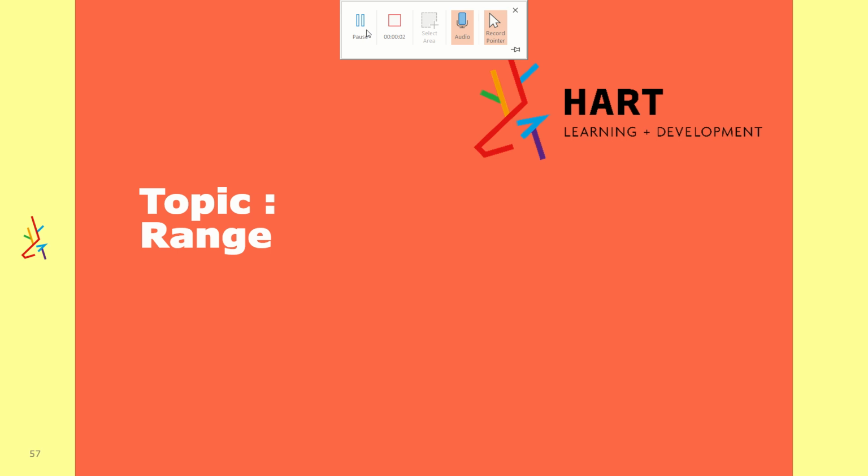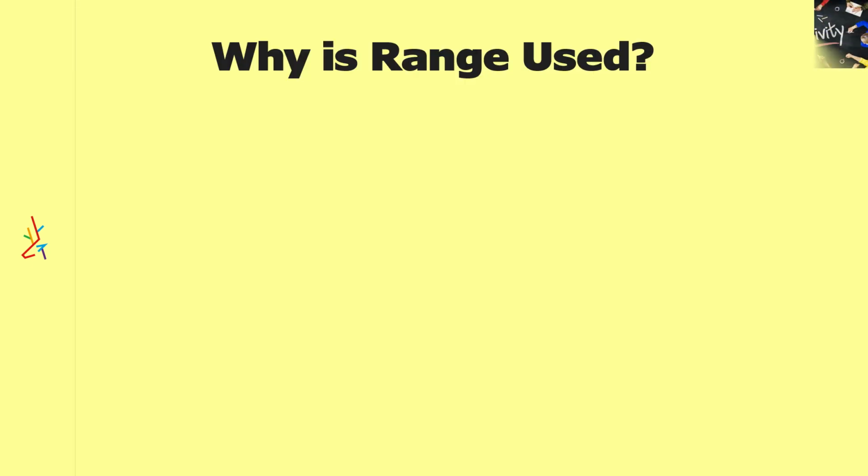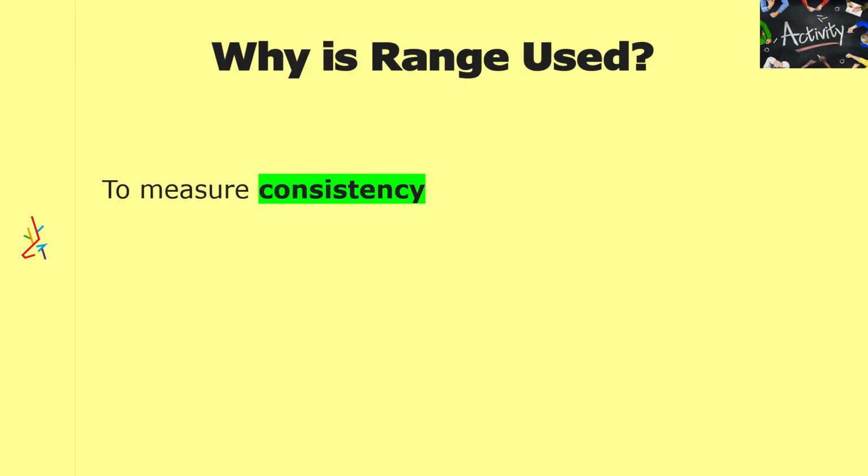In this video, we're going to look at range. So why is range used? It's not like averages. Averages are to measure other things. Range is to measure consistency. So they're completely separate. At school, they teach them together, but actually they're two separate things. Average gives you the average of something, and range gives you the consistency of something.